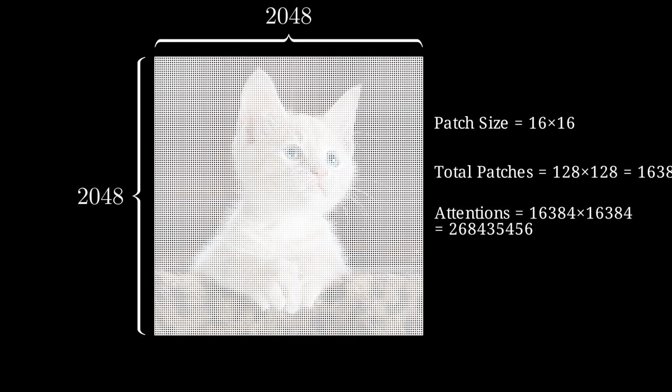Vision transformers cannot compete with convolutional neural networks when there is a small amount of data. Vision transformers require large datasets to perform well and compete with convolutional neural networks.